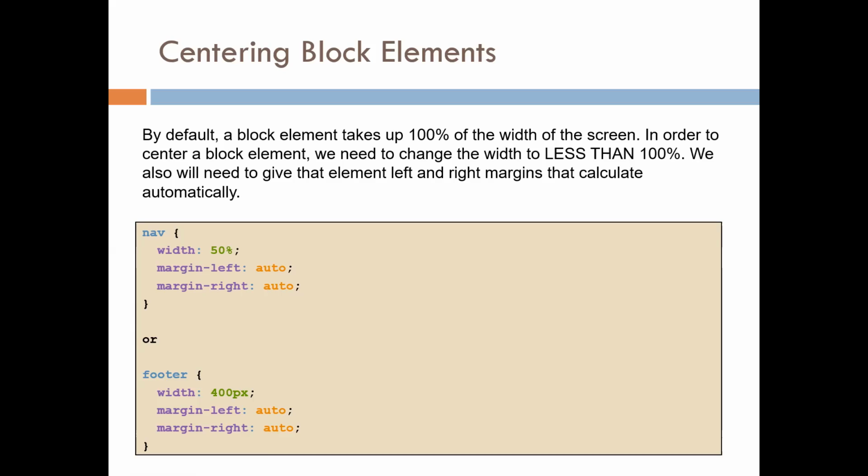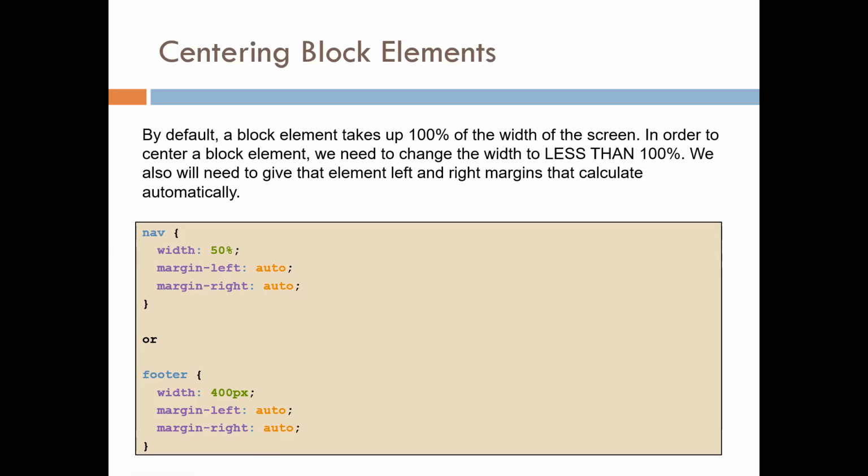So if I were to try and put margin left, say 400 pixels and margin right 400 pixels, and the width of the screen was actually 2000 pixels, well, I'm telling the nav to take up 50%, so half. So the nav is going to take up 1,000. Then each of the margins is going to be 400. So that's only 1,800 altogether. So my alignment's going to be off because I didn't know what it was.